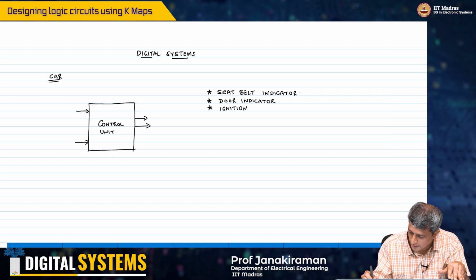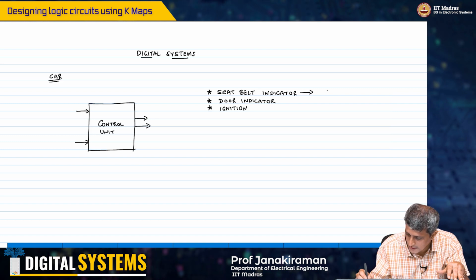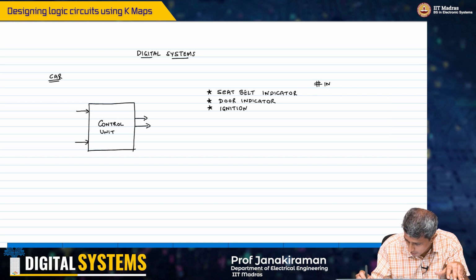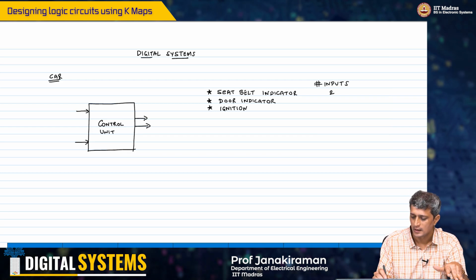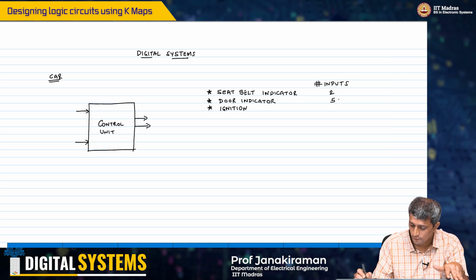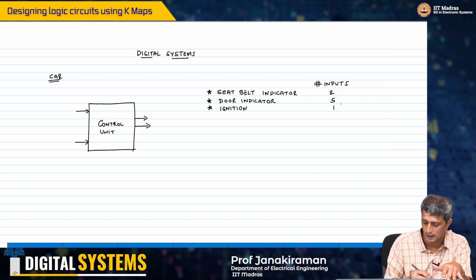Seat belt indicator, yes. So I need, let me write the inputs here, right? Number of inputs: for the front 2 passengers, I need 2 indicators. Door indicator, there are going to be 5, and ignition is 1.